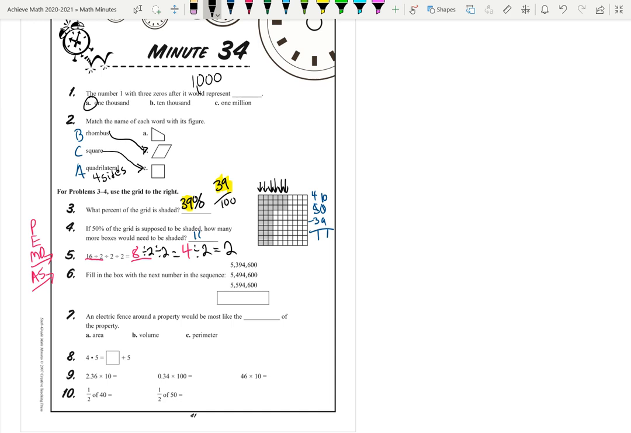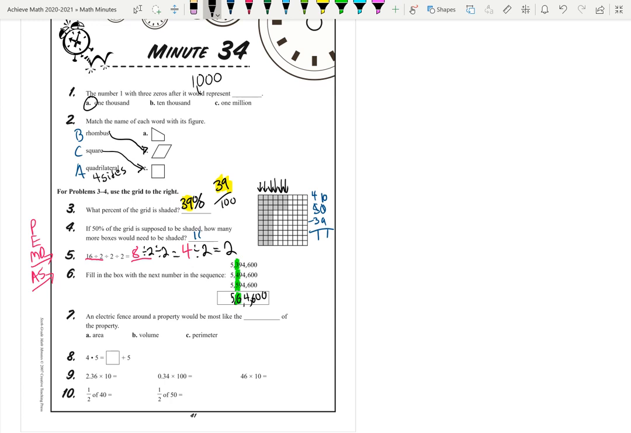Number 6, fill in the box with the next number in the sequence. Well, examine what is changing between the numbers. On close inspection, 3, 4, 5, 6. Oh, it's a 5. Oh, it's a 4. Oh, 600. Notice how I went with what changed first and then looked left and then looked right.